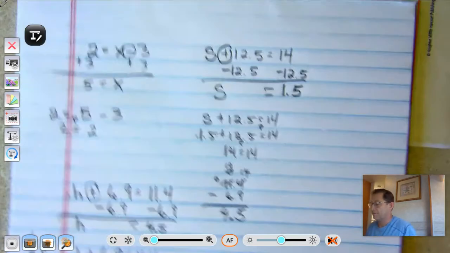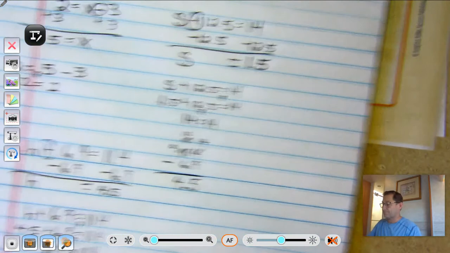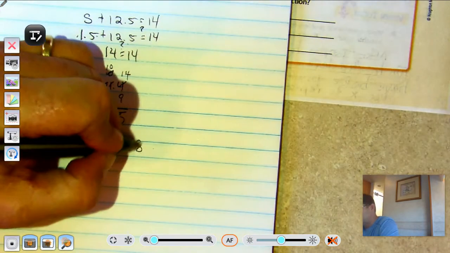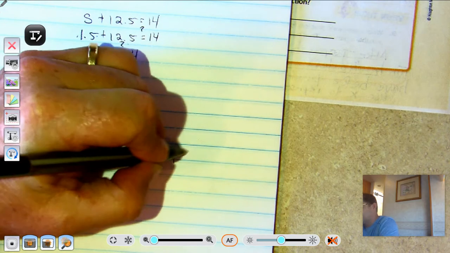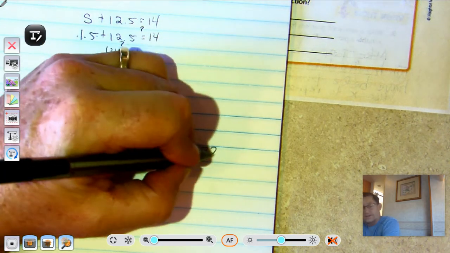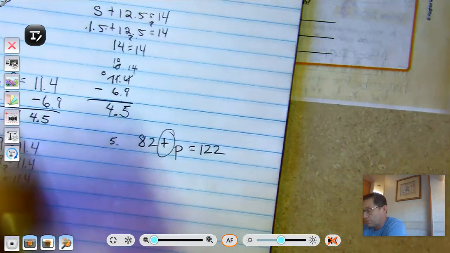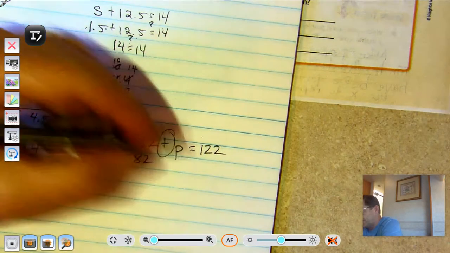Okay. Number 5. 82 plus some number is 122. And we see addition, so we're going to do the opposite and subtract.